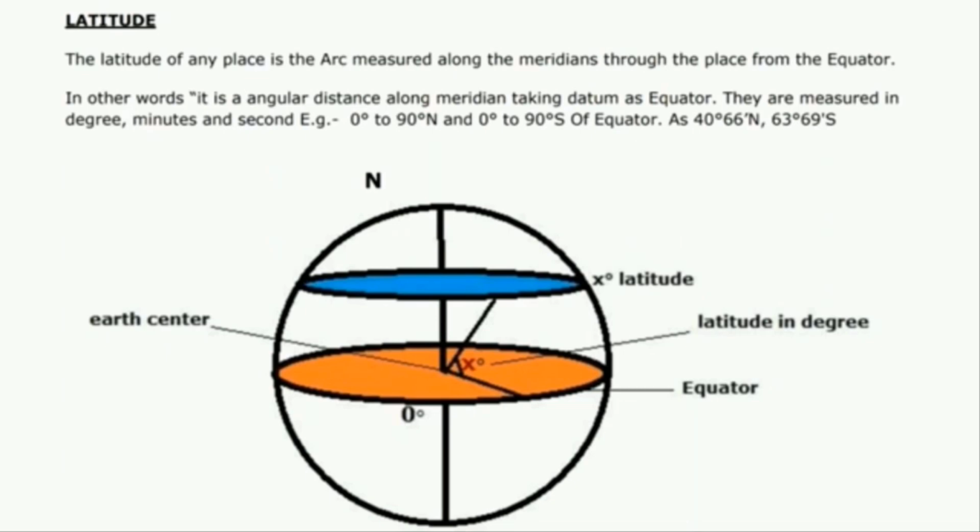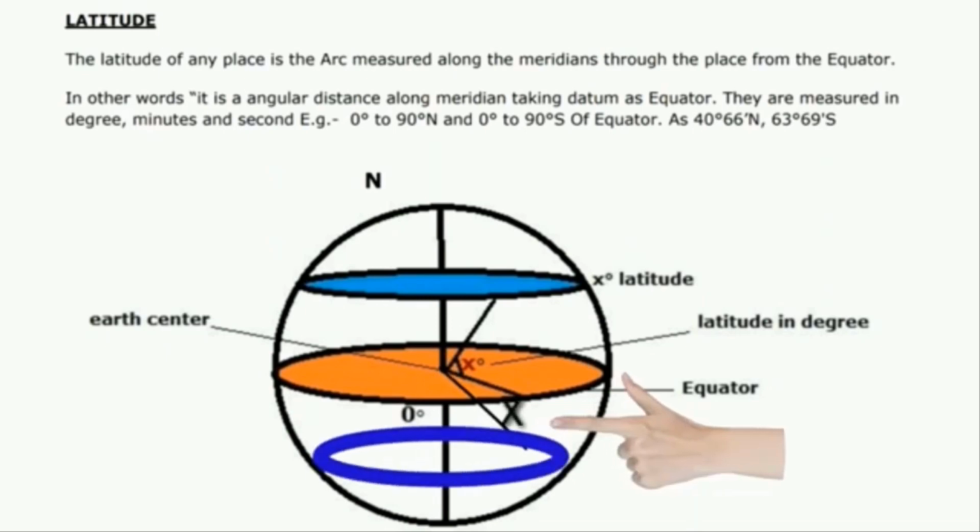So here in the diagram, from datum latitude, that is equator, it makes angle x degree at the earth center. So we can say the circle is x degree latitude in northern part. If from equator x degree is making angle in southern part, then we can say x degree latitude in southern part.